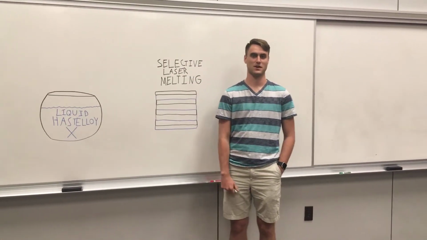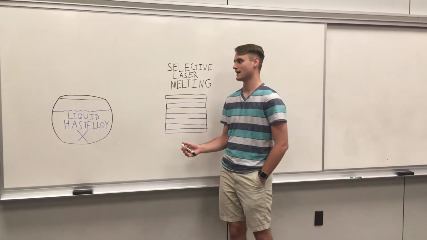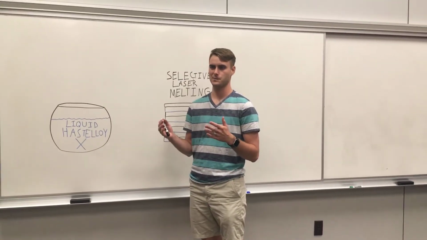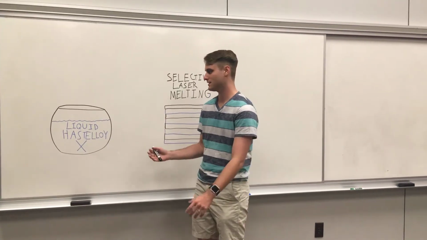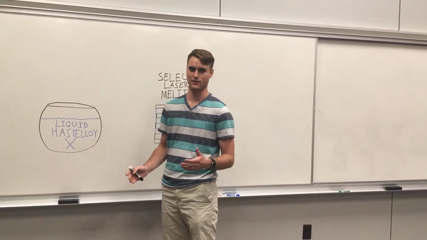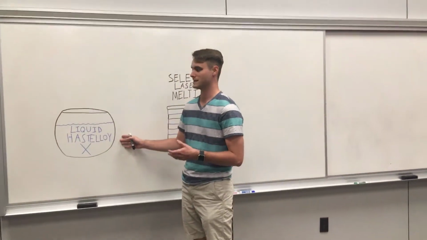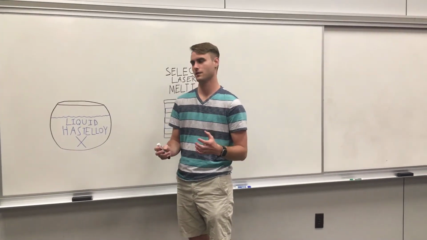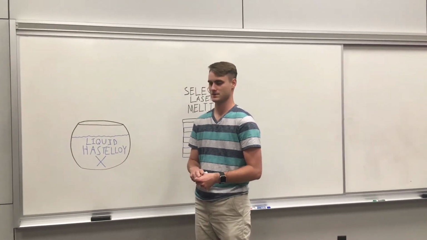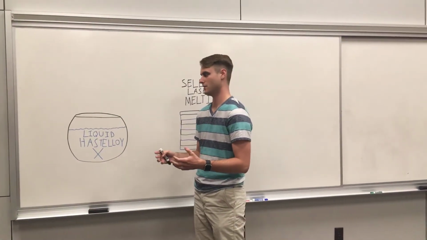Okay, so now we're going to be talking about how Hastelloy X is processed. So the old and still used in many applications method is just dumping all the different components of Hastelloy X, melting them down, and then letting them cool. That is the quickest and cheapest way to create Hastelloy X.